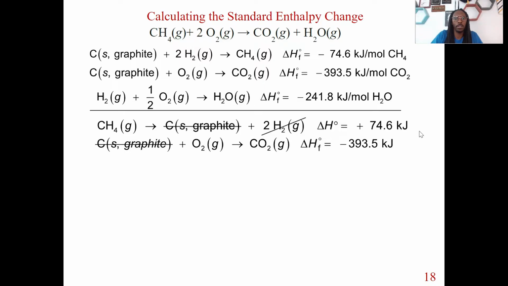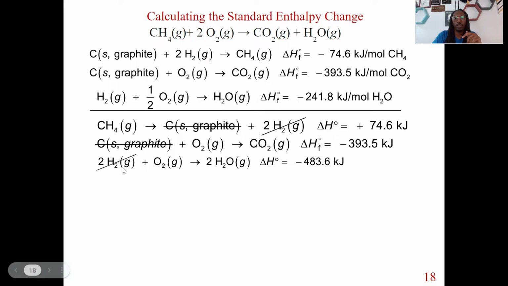Second thing I'm going to do here is now just bring down my second equation. Once I bring it down, what we're going to see is that my graphite is going to cancel out, because I have this now as a product since I reversed them. And if I bring this down, my carbon still stays on my reactant side, so that cancels out. That's gone now. Okay.